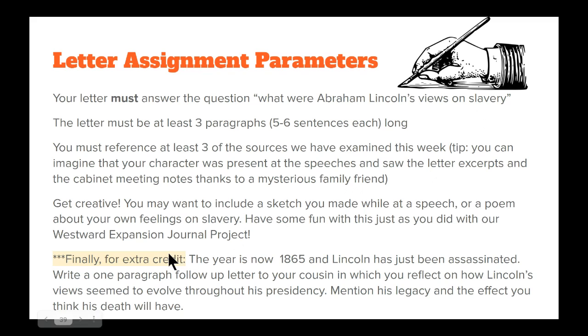And then also they would have an extra credit opportunity in which they would pretend it was now 1865, post-assassination, and they could write a 1-paragraph follow-up letter to their cousin in which they reflect on how Lincoln's views seem to have evolved throughout his presidency and discuss his legacy and the effect his death would have.